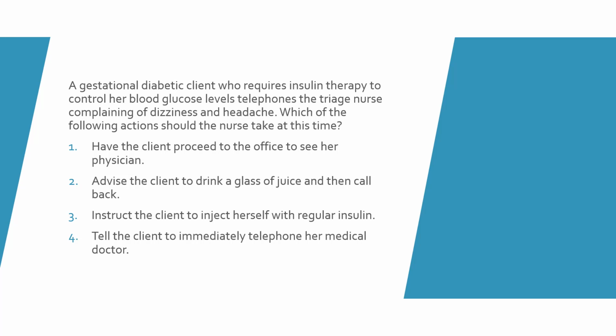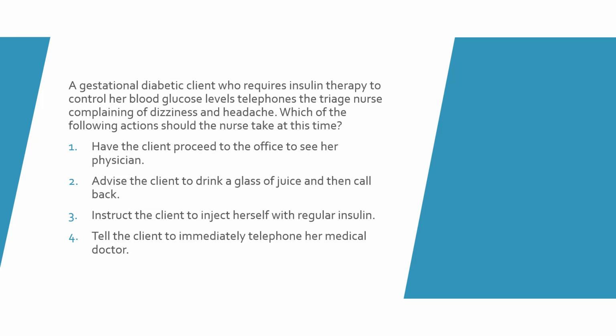She is complaining of dizziness and headache. These signs and symptoms could either be hypo or hyperglycemia. Since hypoglycemia is an emergency, you need to err on the side of caution. So let's take a look at the answers and see which best fits the priority intervention. Number 1, have the client proceed to the office to see her physician. While the client may need to eventually see the physician, it's not a priority right now. You first need to look for something that you can do for the patient right now.